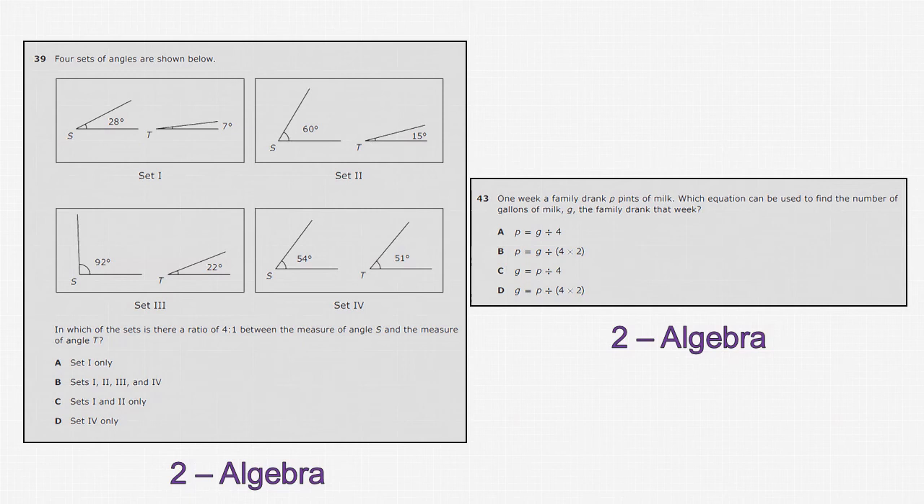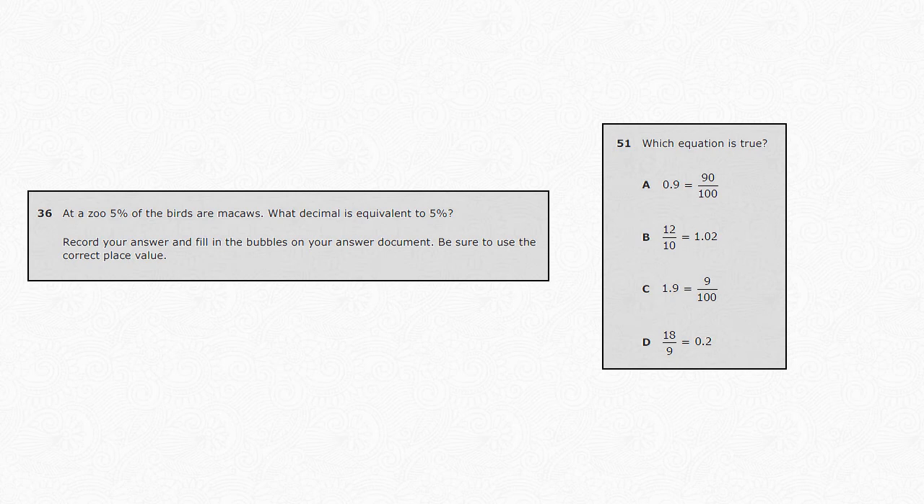These types of problems blur the lines between categories. These 2 problems really caught our attention. Number 36 tests your knowledge of percents and decimals. This is a concept frequently taught in algebra. Number 51 tests your knowledge of decimals and fractions. Is that algebra even though it doesn't have a percent sign?